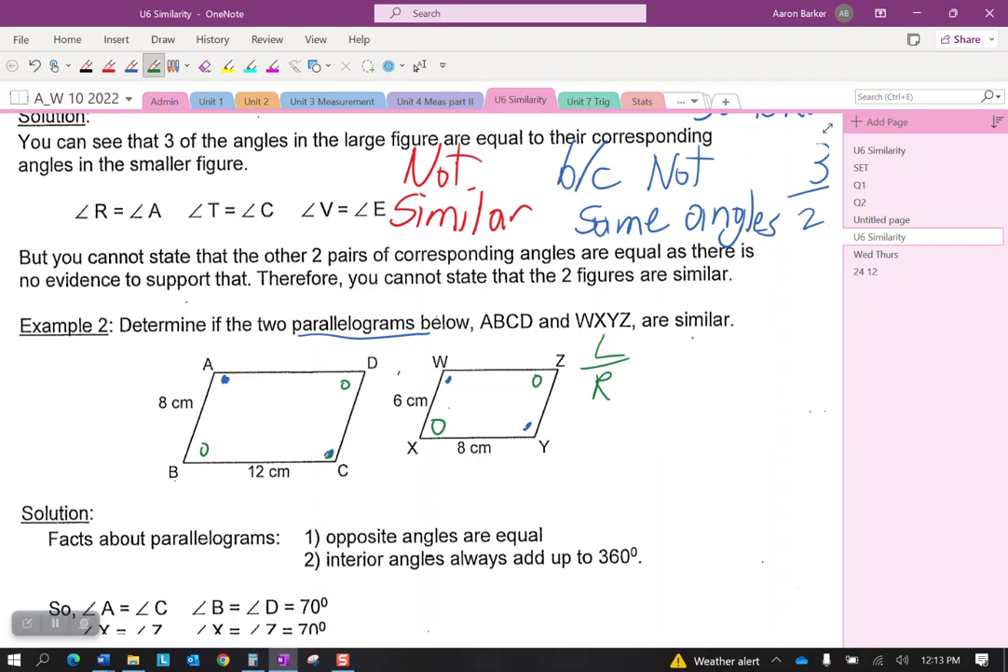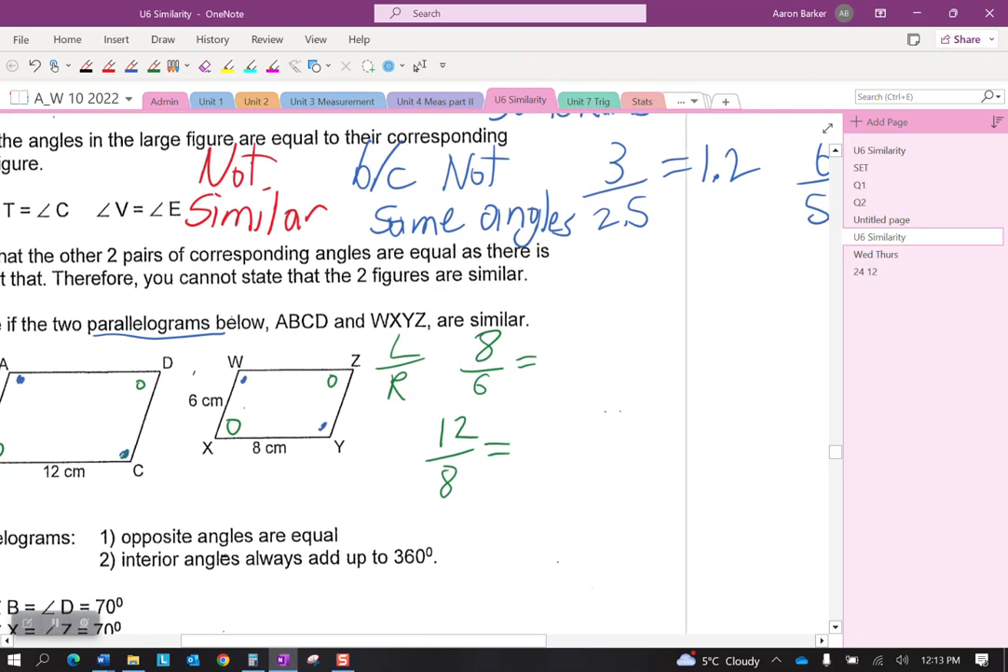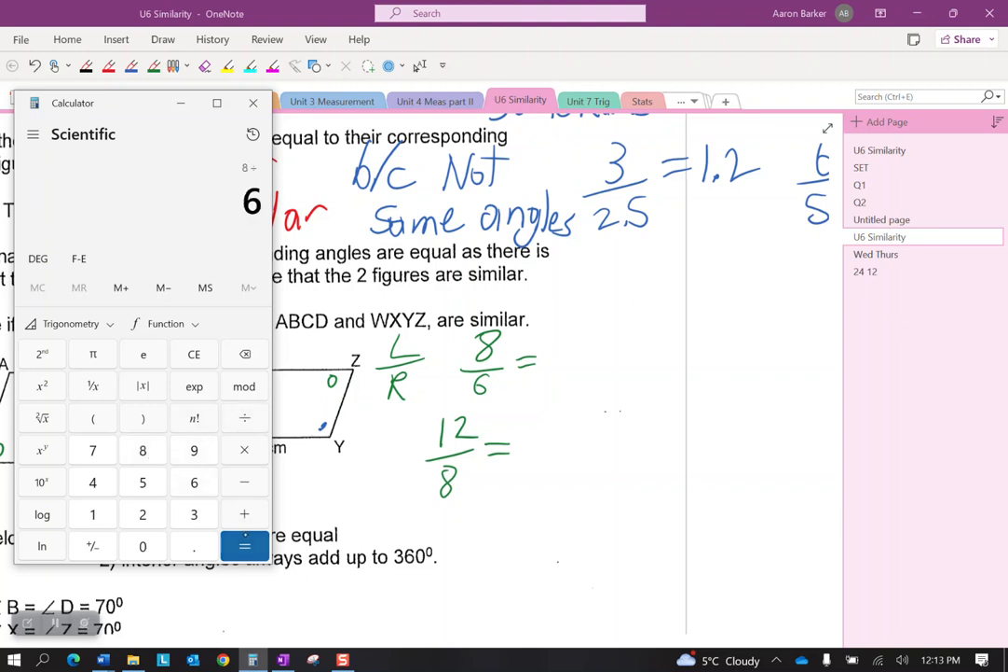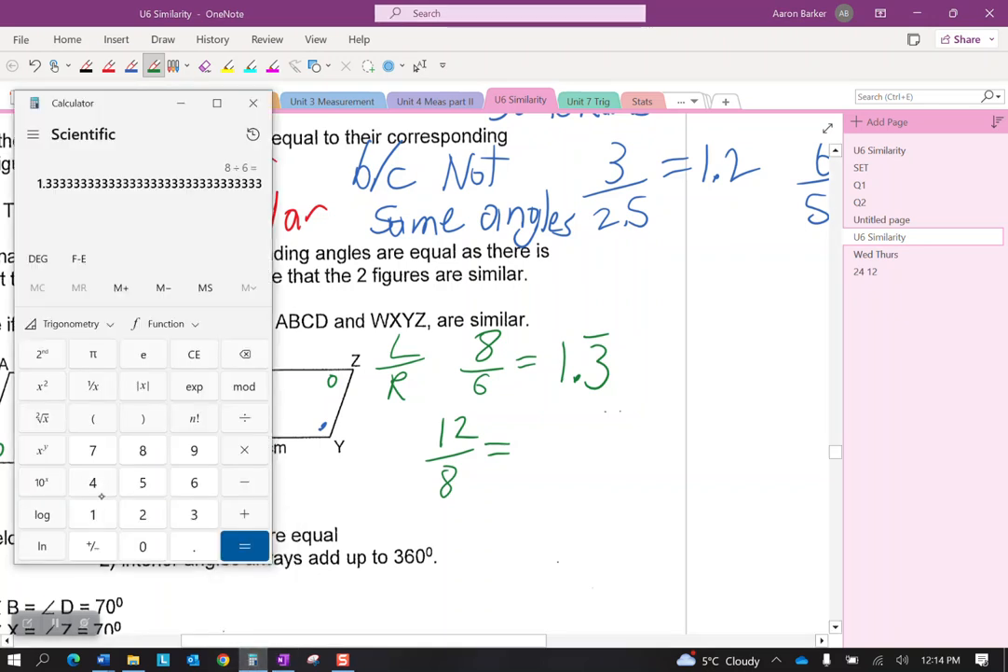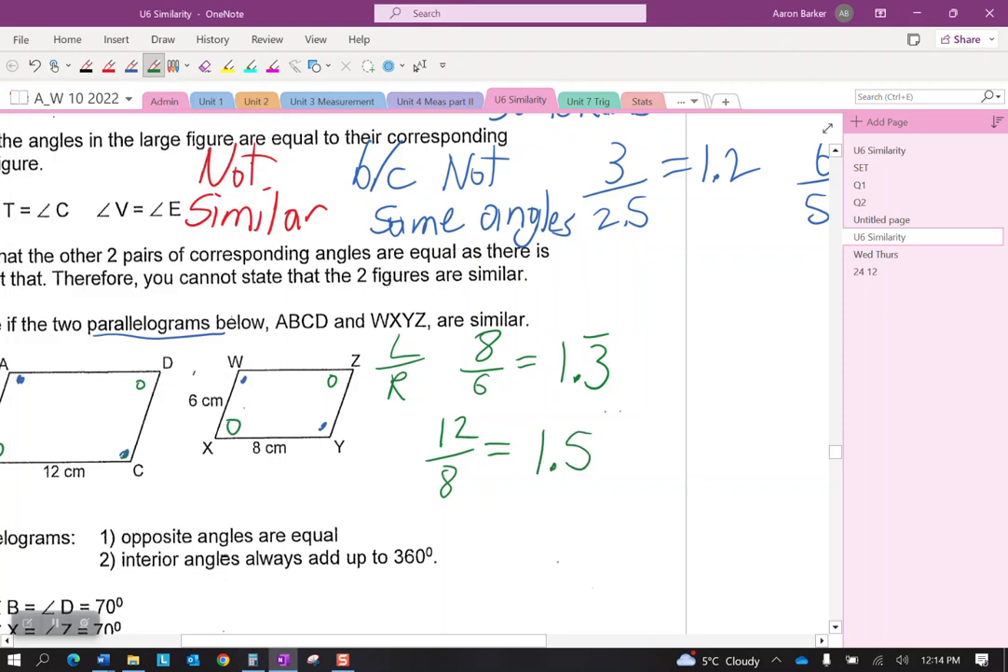So the left would be 8 over a number and 12 over a number. What matches up with the 8? And what matches up with the 12? Okay, go ahead, find the ratios. Use your calculator. I get 1.3 repeating for the top one. What about the bottom one? 12 divided by 8, I get 1.5. So, are these shapes similar?